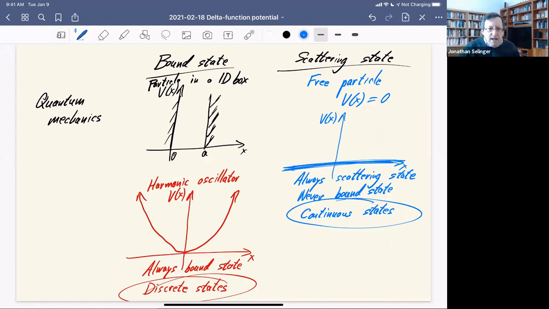There's a whole number line of possible values of the k parameter, and k can be anywhere on this number line. And so that means that in the situations where there are discrete states, you have to sum over the states. And when it's continuous, you have to integrate over the states.